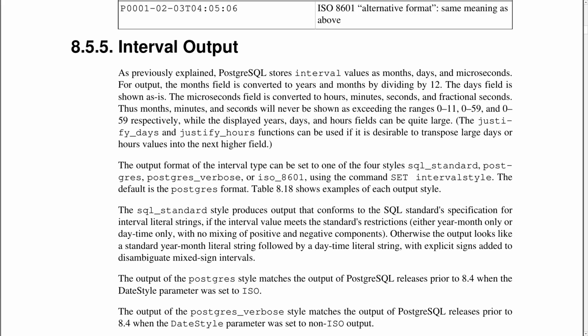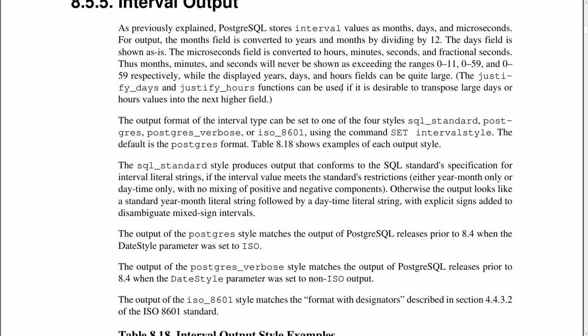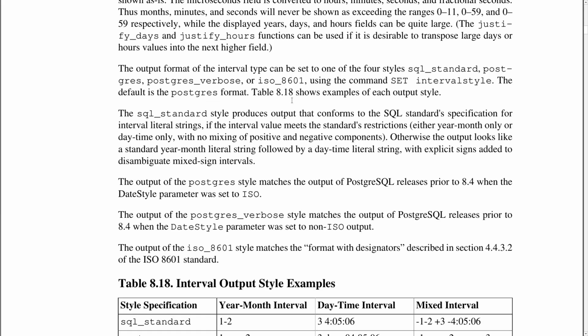Thus, months, minutes, and seconds will never be shown as exceeding the ranges 0 to 11, 0 to 59, and 0 to 59, while the displayed years, days, and hours fields can be quite large. The justify_days and justify_hours functions can be used if it is desirable to transport large days or hours values into the next higher field. The output format of the interval type can be set to one of four styles: sql_standard, postgres, postgres_verbose, or iso_8601, using the command SET intervalstyle. The default is the Postgres format. The table shows an example of each output style.